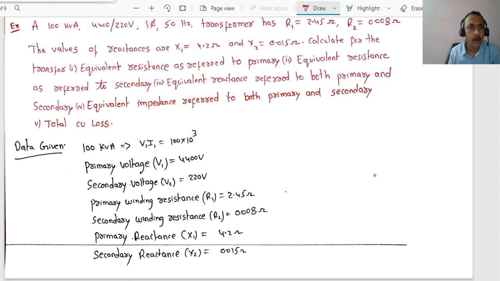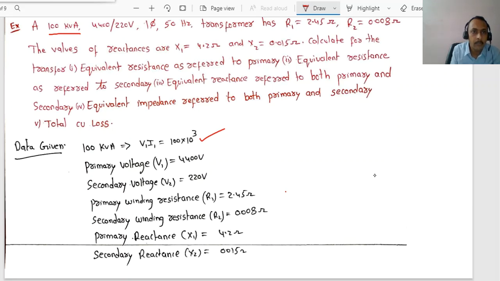Total copper loss. Dear students, first write down the data given. Whatever data is given, if we know the terminology, then we can easily write its variable names. Observe, the power is given as 100 kVA, but we know the formula for that power, V1 I1. So V1 I1 equals 100 into kilo, that is 100 into 10 power 3.